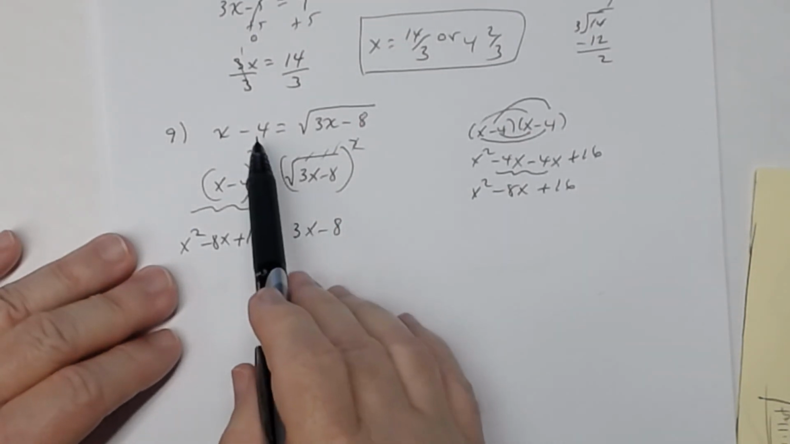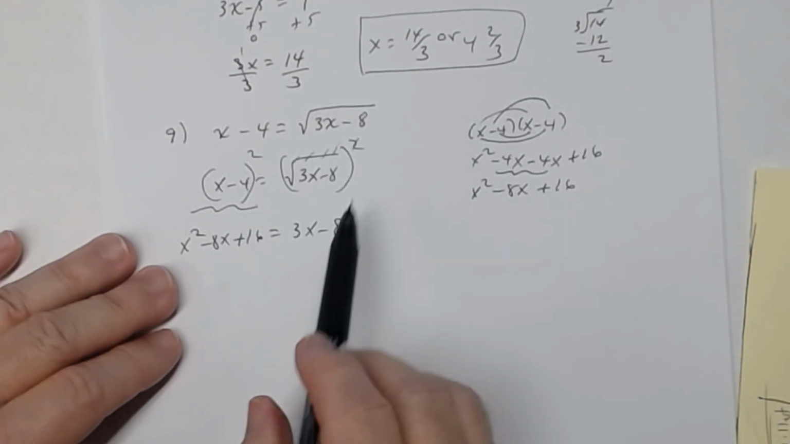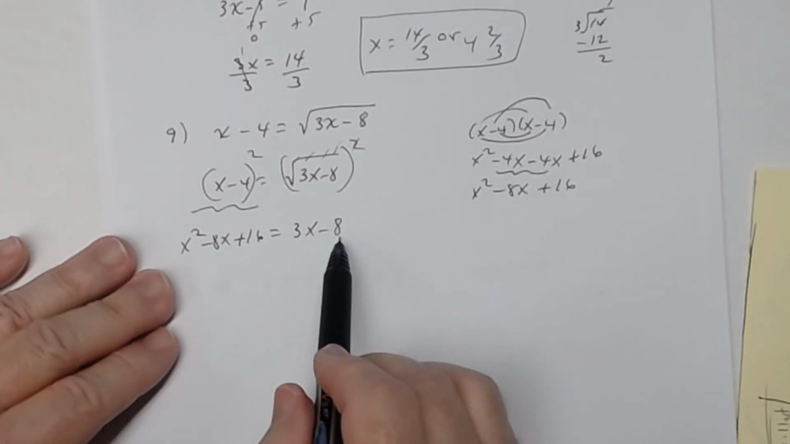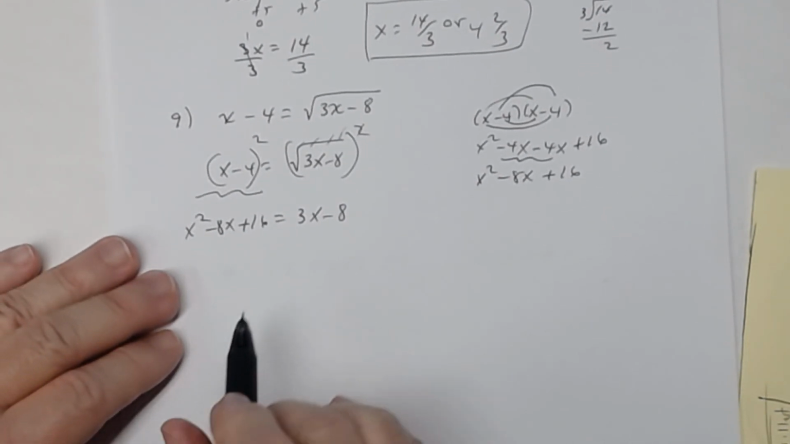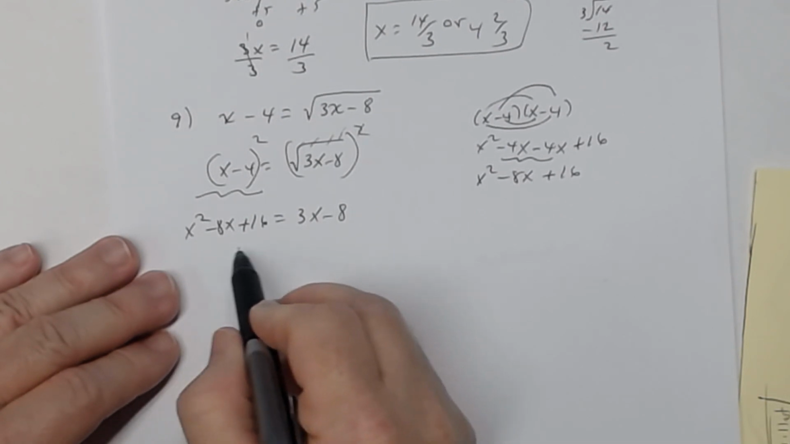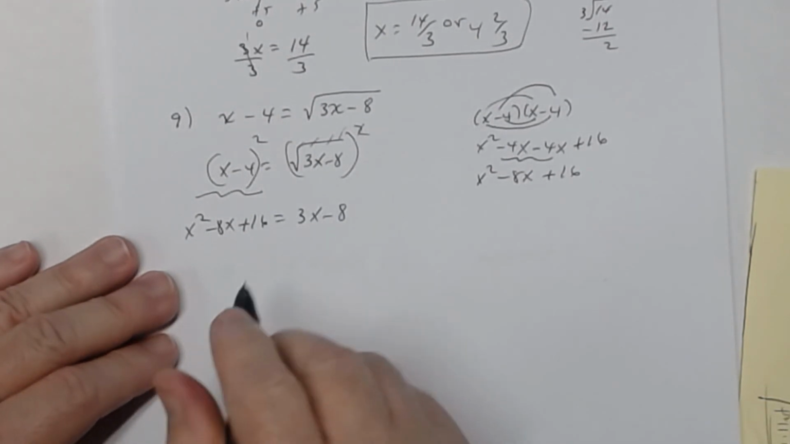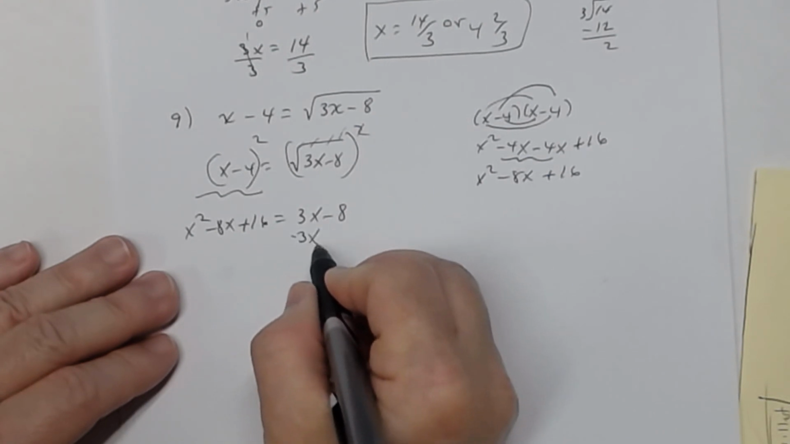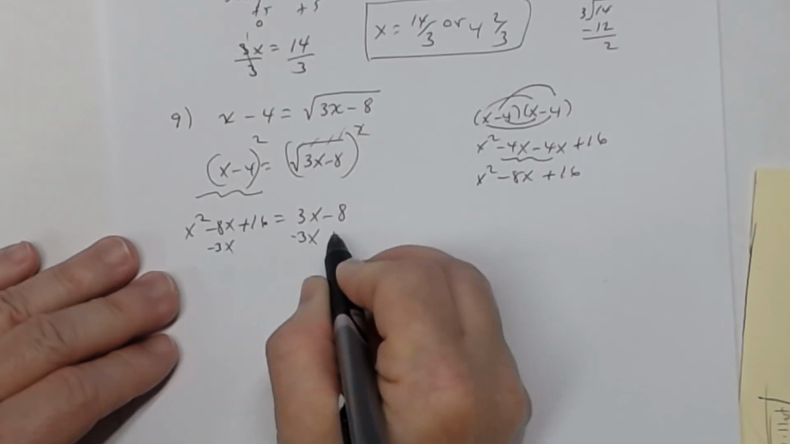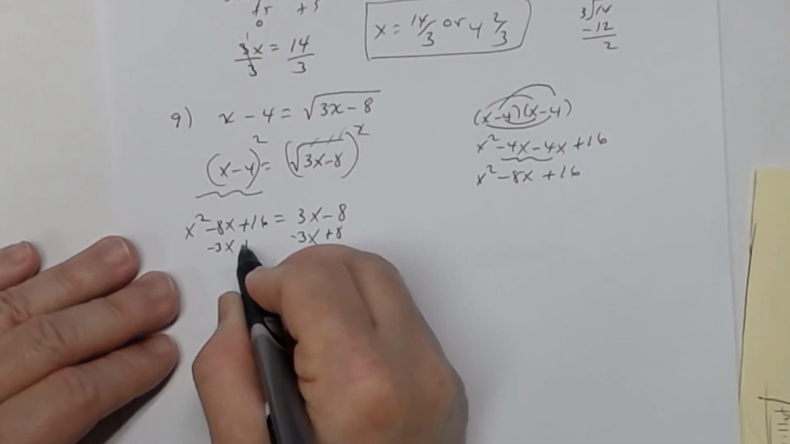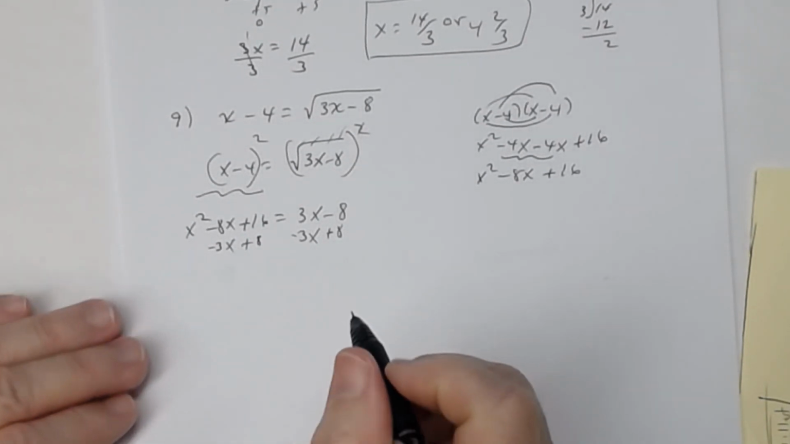So notice I went from a square root equation to a quadratic equation, so I have to solve this quadratic equation. I'm going to bring all the terms to the left-hand side to put it in standard form. I want 0 on that side, so I'm going to subtract 3x on both sides. I'm going to line up my like terms, and I'm going to add 8 to both sides. So I'm doing 2 steps in one.